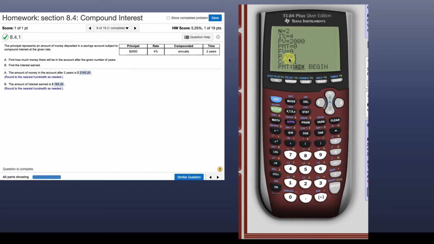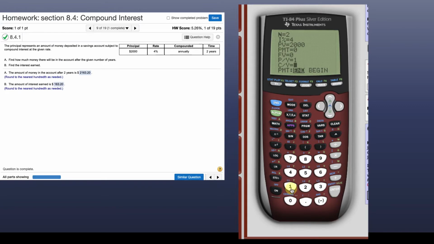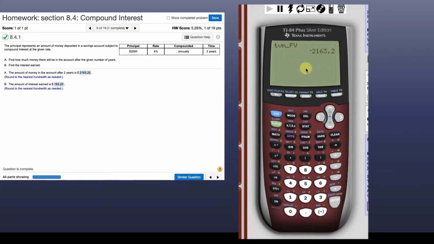And then P/Y is the payments per year. C/Y is the compounding per year. So since it's compounding annually, this is a 1. So I'll leave that as a 1. So if I quit, I'm going to go back into there, hit enter to go into finance, and I want to solve for the future value. So if I hit that, and then hit enter again, there it is. So that's the 2,163.20. Ignore the negative. So that's my ending amount after 2 years.